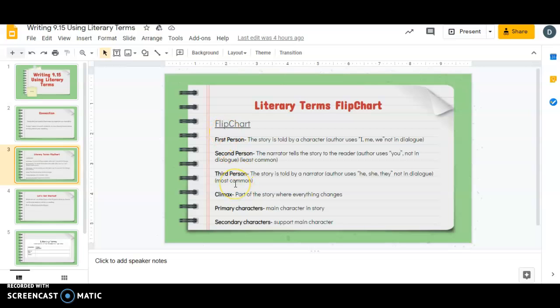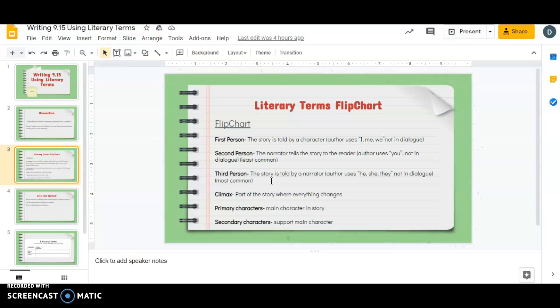So here are some of those terms that we're going to try to use. Let's talk about them for just a minute. So we have our different points of view, which is just the way that the story is told, which is either first person, second person, or third person. First person, the story is told by a character. So the character says, I went to the store. I bought a new pair of shoes. It's not when it's talking about the dialogue in the story, where the character's talking, but just in the story it uses words like I, me, we.